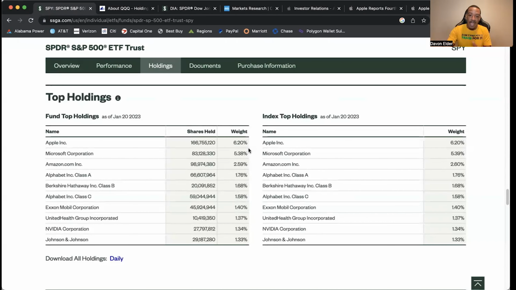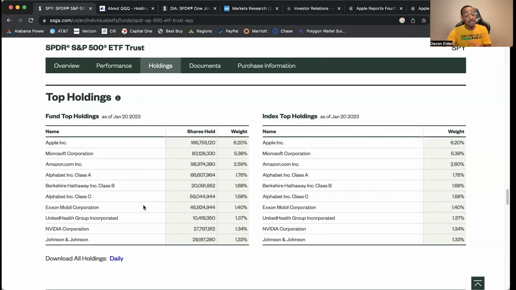If you look at the weighting of them, these weightings are in order, right? So Apple is the largest with the number one rating, and Johnson & Johnson is 10th with the smallest weighting. And so what this means is that this is a market cap weighted ETF, okay? A market cap weighted ETF is an ETF that is ranked in order of market cap. So Apple is the largest company in this ETF.